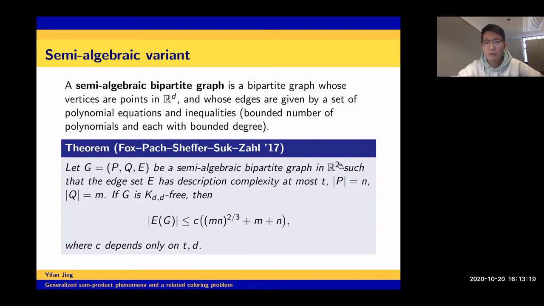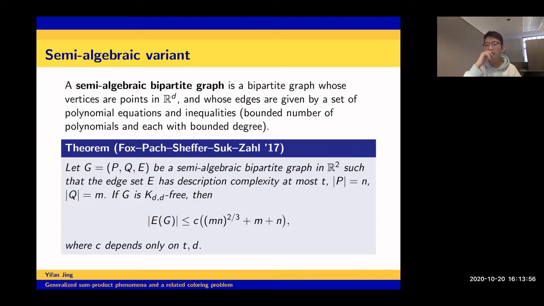And we only use the case when D equals 2, the two-dimensional case. So if G is a semi-algebraic bipartite graph with bounded complexity at most T, and the graph is K_{D,D}-free, then the number of edges is at most this number, m n to the 2/3 plus m plus n. And this constant coefficient only depends on T and D. Okay, so in the actual proof, we just apply this.